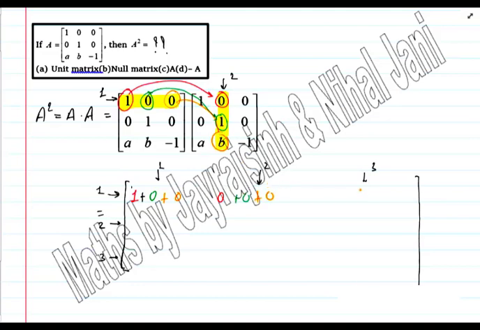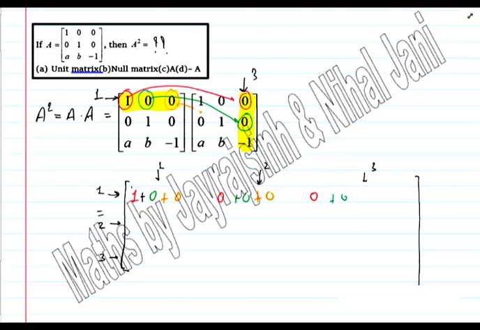Now let's move to the next one, which is in first row and third column. So let's select first row and third column and start to multiply the corresponding terms. 1 into 0 will give us 0, plus 0 into 0 will give us 0, finally 0 into minus 1 will give us 0, right? Now let's move to the second row. The first element of the second row is in the second row and first column.